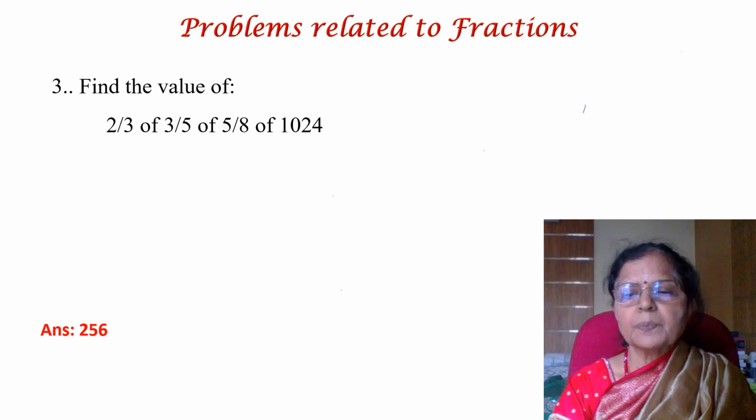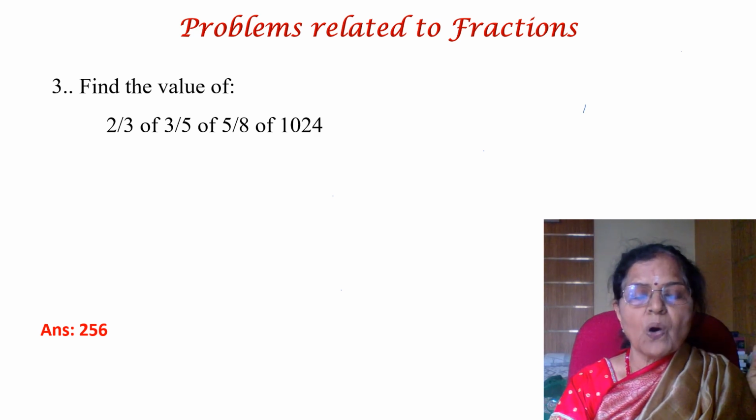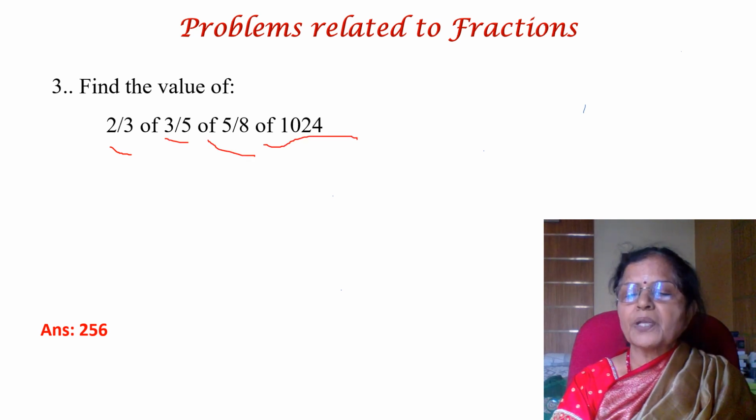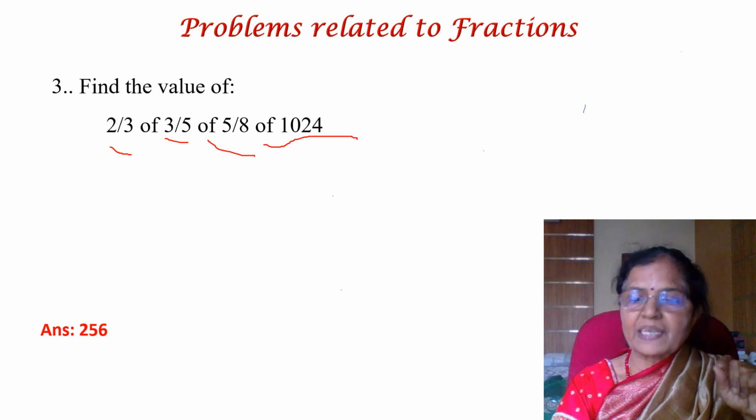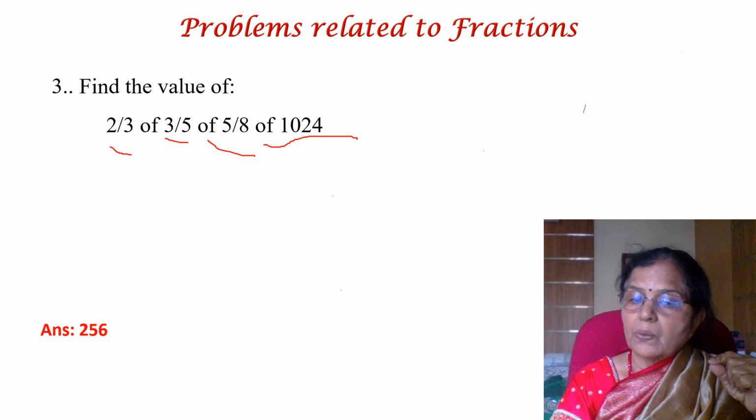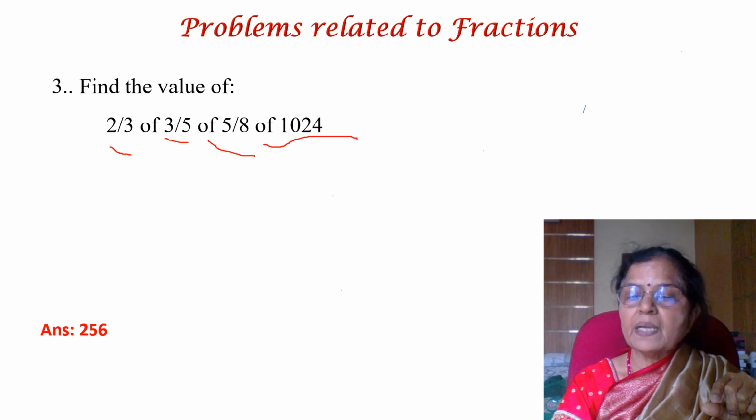So look at the third problem. Find the value of 2 by 3rd of 3 by 5 of 5 by 8 of 1024. You see, once you see this word of, it is a complex or compound fraction where you have integers and fractions in the numerator or in the denominator or both. So that is where, when you get these words, this of.